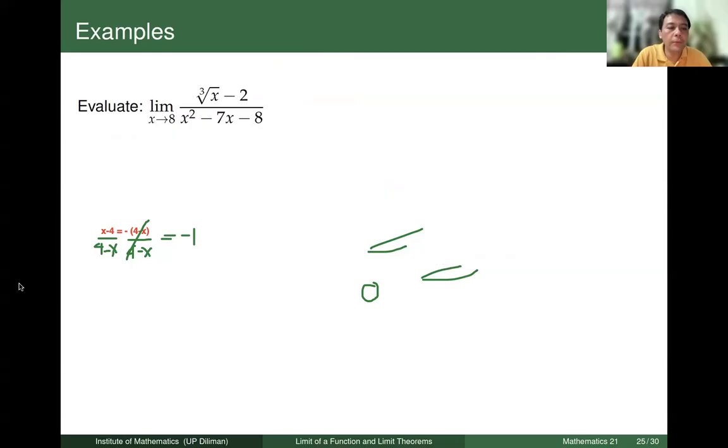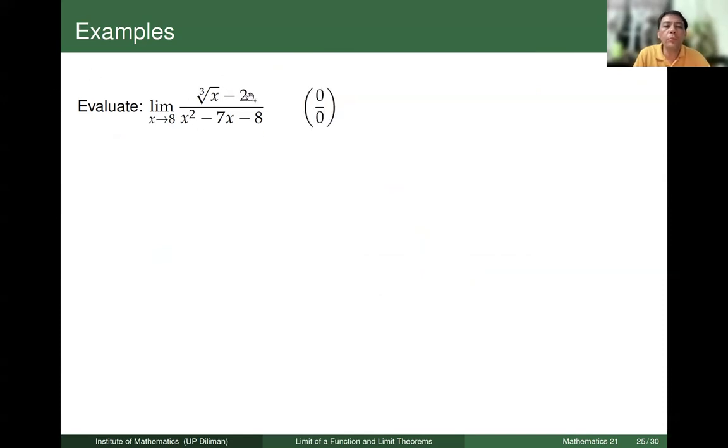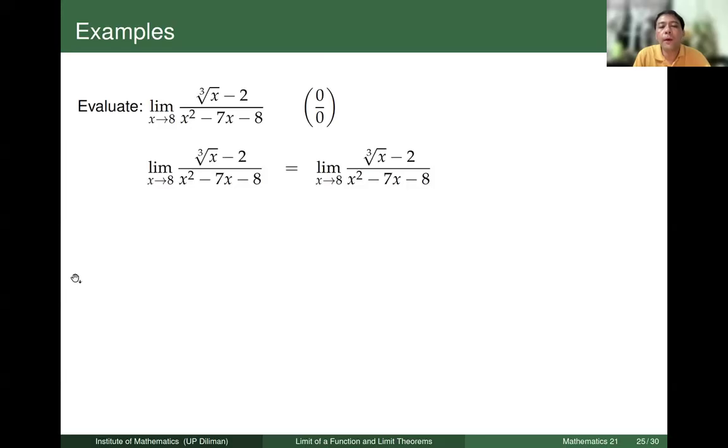And another example. So how about this one? This is a cube root. So you just use the difference of two cubes. So earlier I gave you the formula for that. So take note that the numerator becomes 0. The denominator also becomes 0. So when you rationalize, so here we are rationalizing the numerator. Rationalize the numerator so that the radical is removed, and you can factor and possibly hopefully cancel with what's in the denominator.